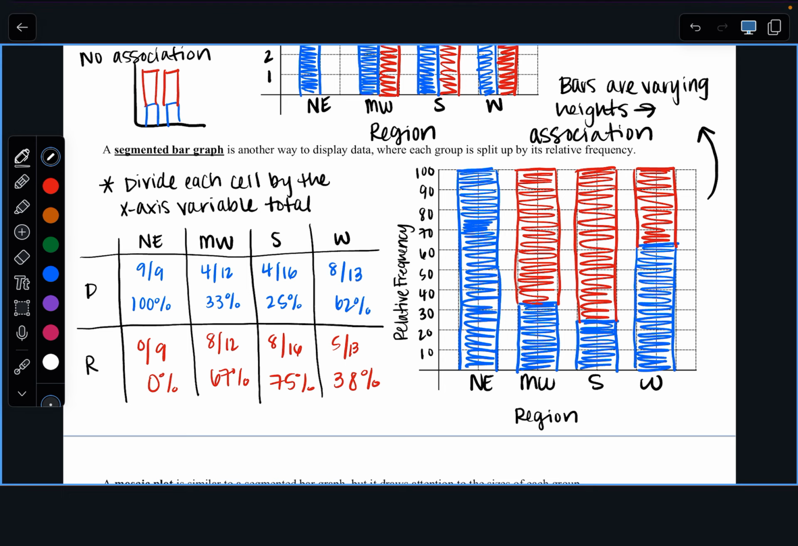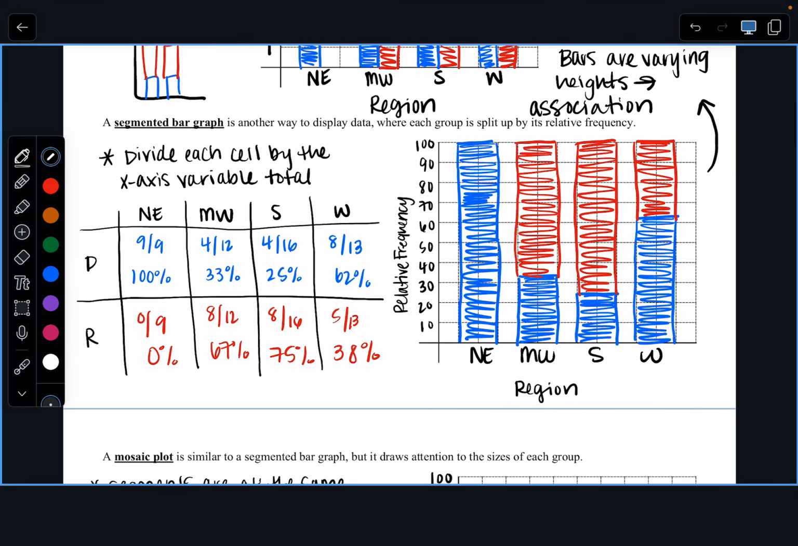If you look at them and they have varying heights, and it doesn't have to be like all of them are different, if one is different from the rest, we say that there's an association, because that one bar is going to change your overall chance of selecting, in this case, a political party. So with segmented bar graphs, make sure that you're very careful. If it's varying, there's association. If it's not varying, there is no association.